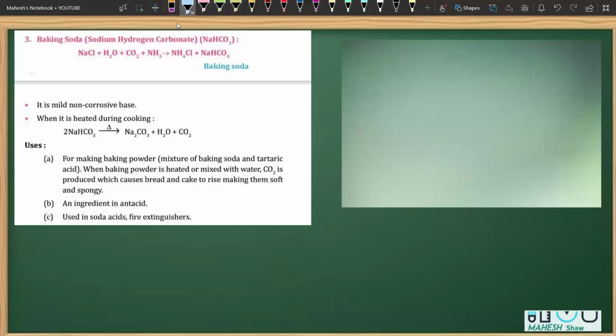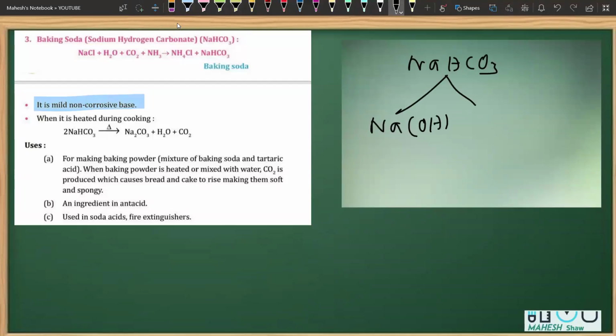Now, this is a mild base. Let's understand why we should say it's a mild, non-corrosive base, because this is sodium hydrogen carbonate, NaHCO3. If you look at the possible base with which it is made up of, it has to be a sodium compound, that is sodium hydroxide, NaOH, and carbonic acid, that is H2CO3. You know that this is a strong base, and this is a weak acid.